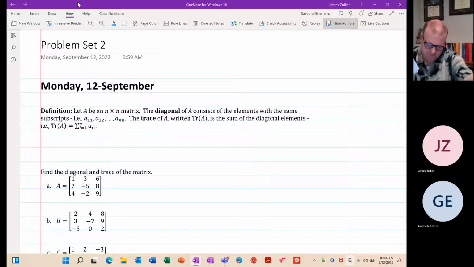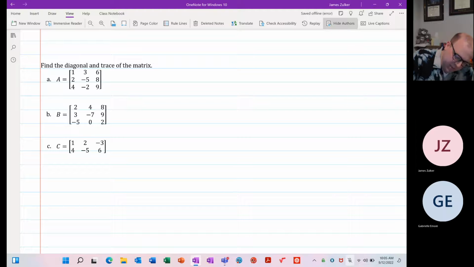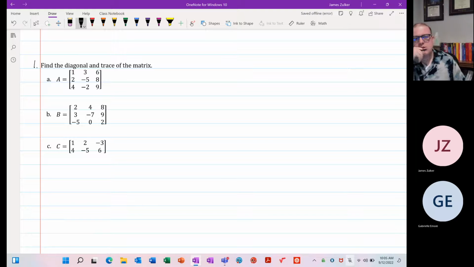So starting off, we're given an n by n matrix A, and we're told it's diagonal. It consists of the elements with the same subscripts, i.e. the 1,1 entry, the 2,2 entry, the 3,3 entry, and so on and so forth. The trace is the sum of the diagonal elements. For the first problem, we're given 3 matrices, A, B, and C, and we are asked to determine both the diagonal and trace.